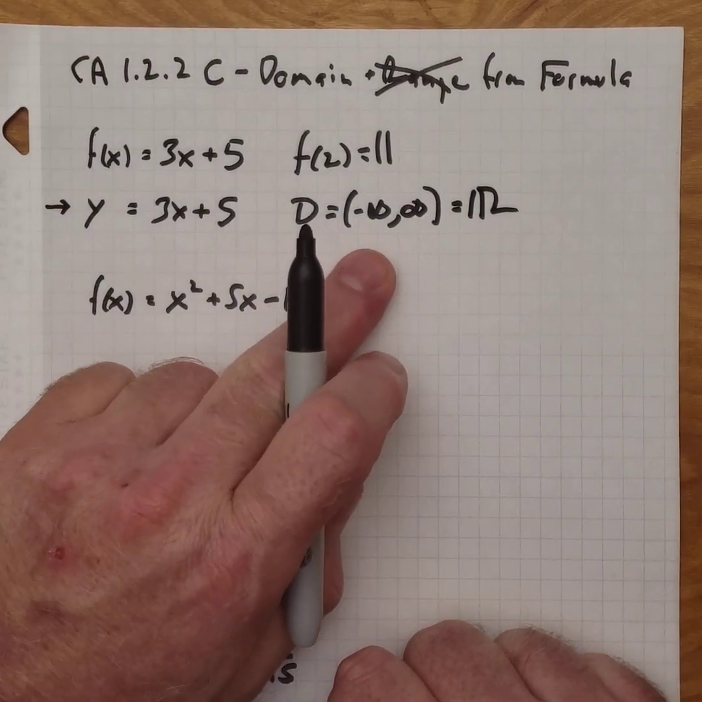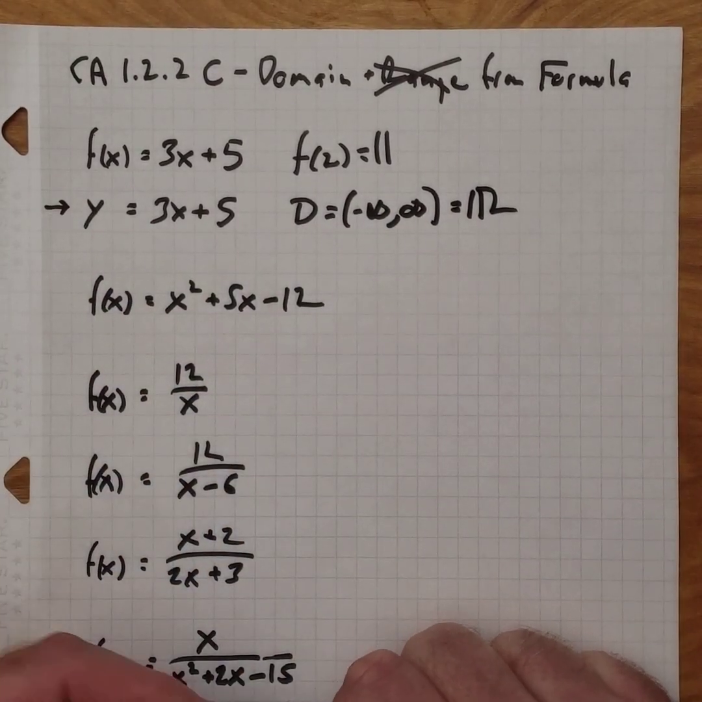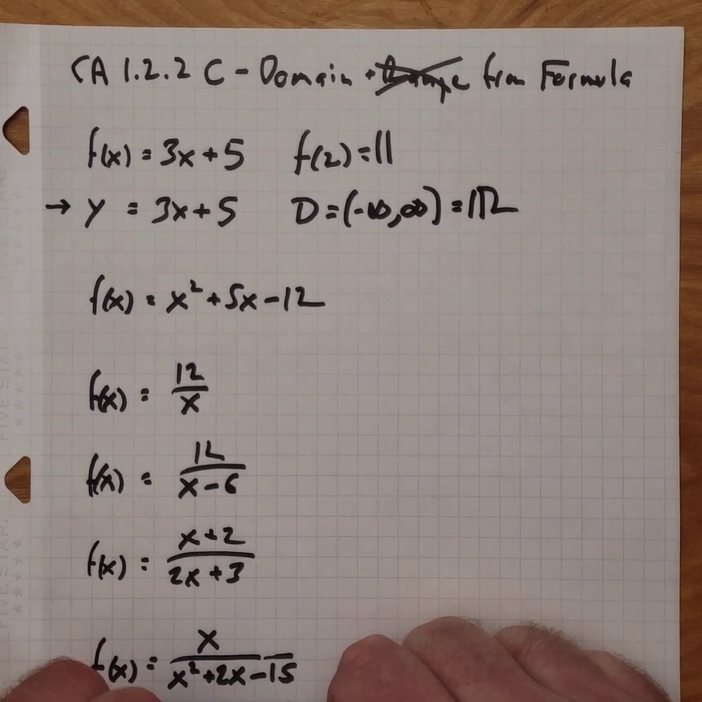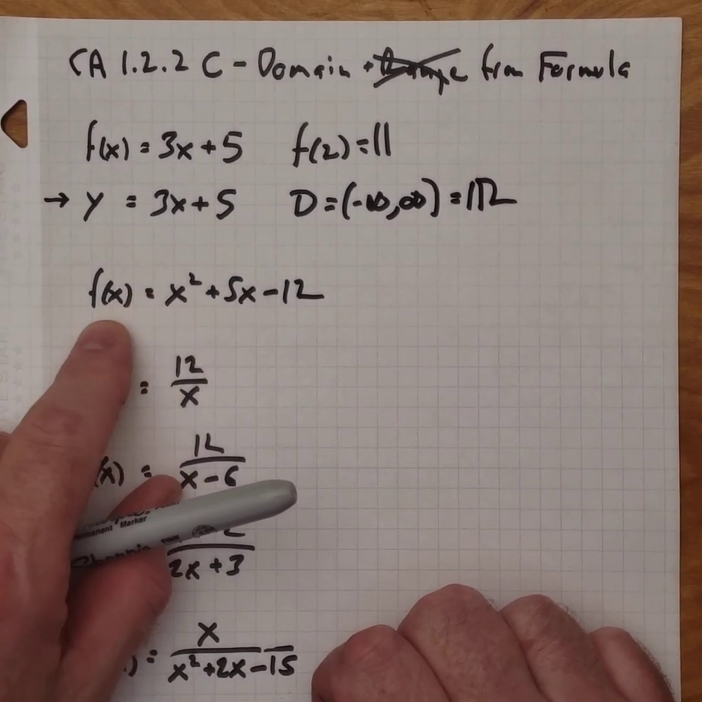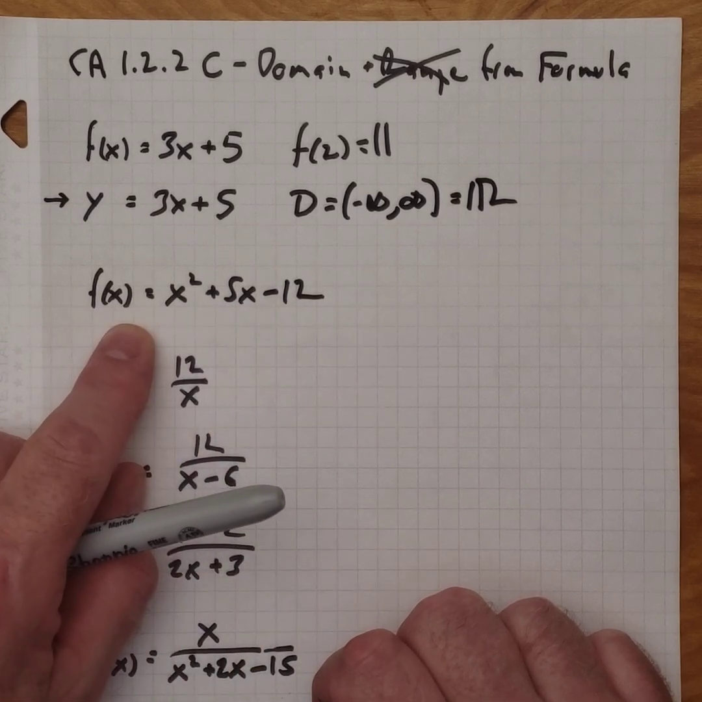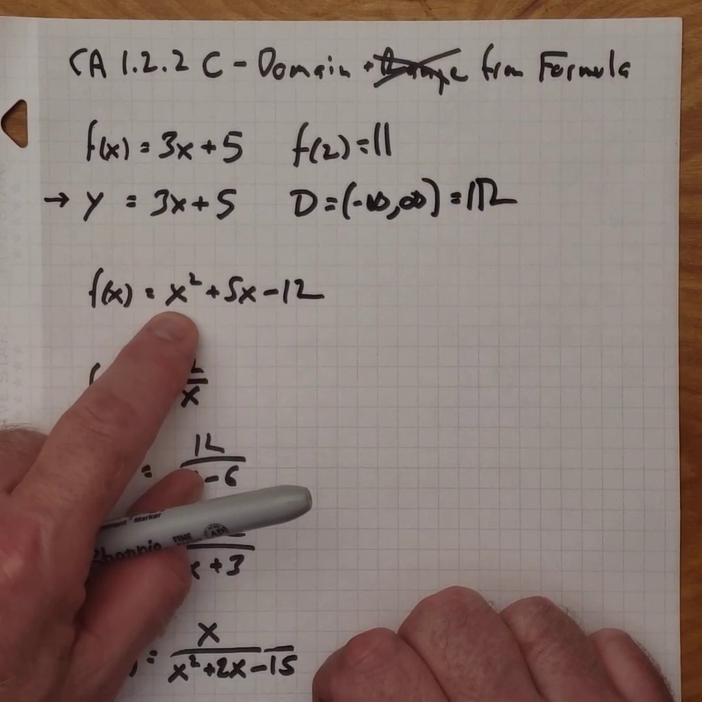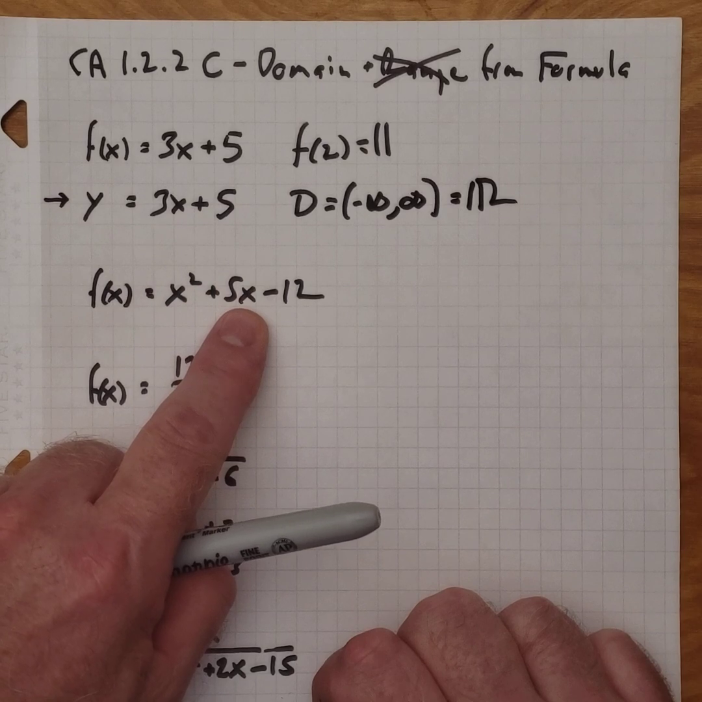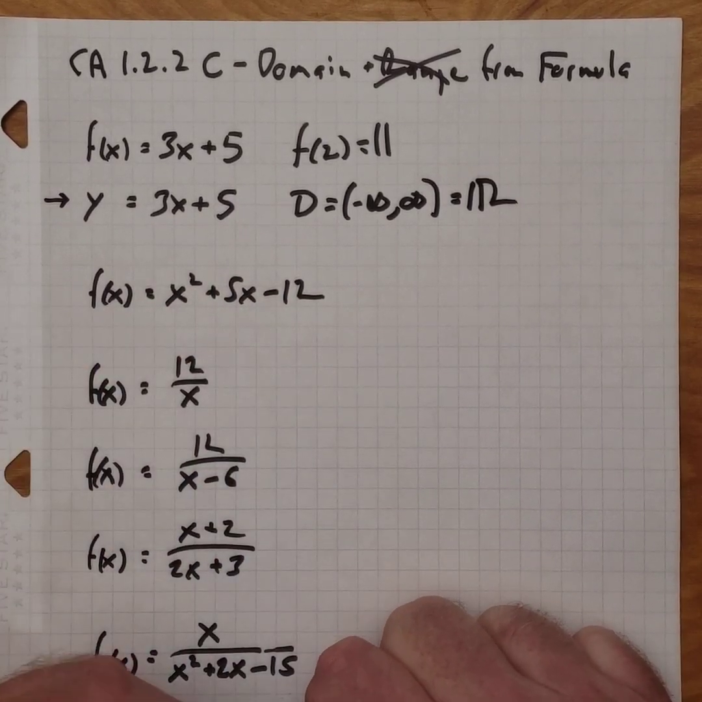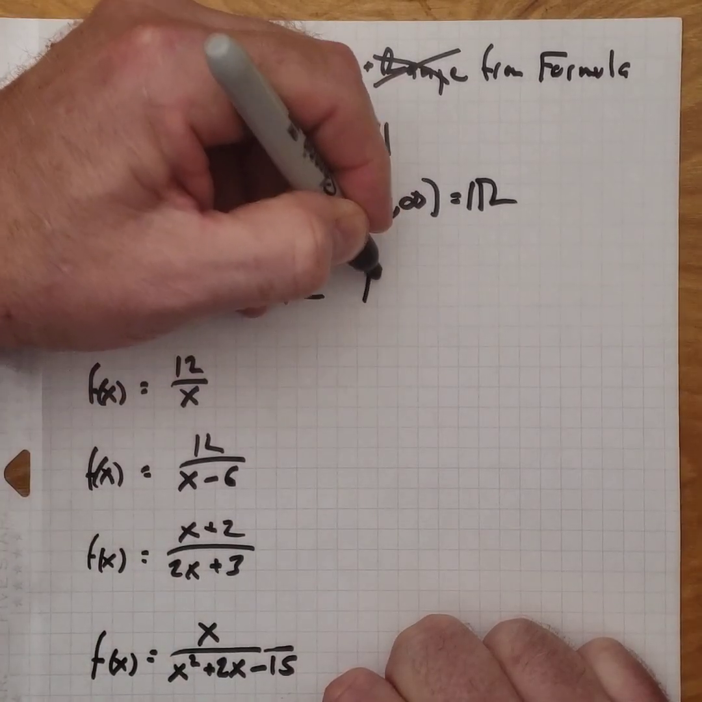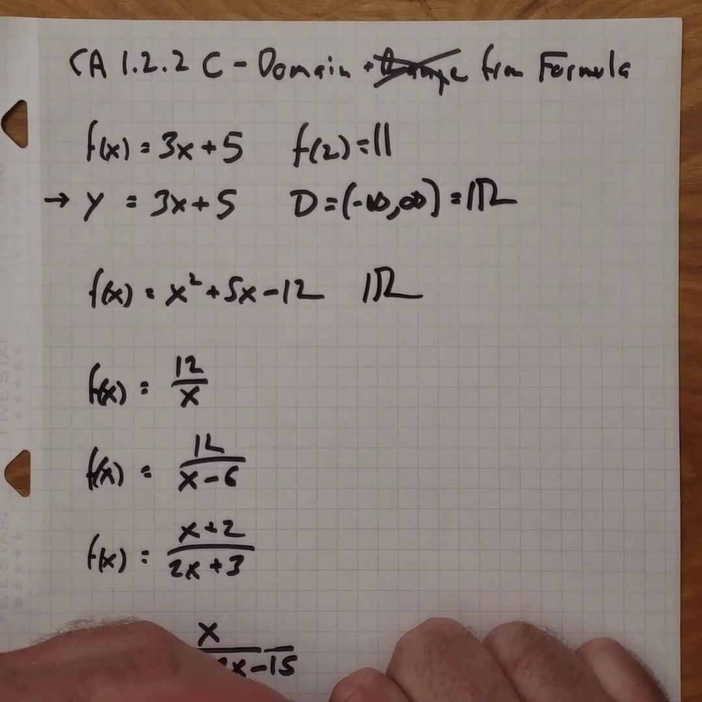Remember, MyMathLab prefers this. I prefer all real numbers because that's the way mathematicians write it. It's short and easy. All right, is there any number we can't put into this function? No, we can square any number at all. We can multiply any number by 5. We can subtract 12 from any number, and we can add and subtract any numbers we want. So our domain here is also going to be all real numbers.